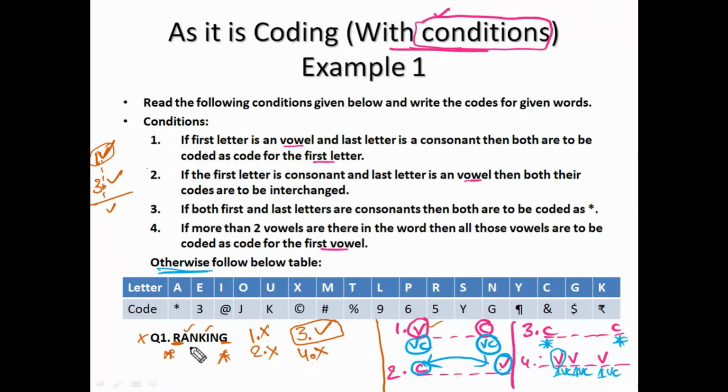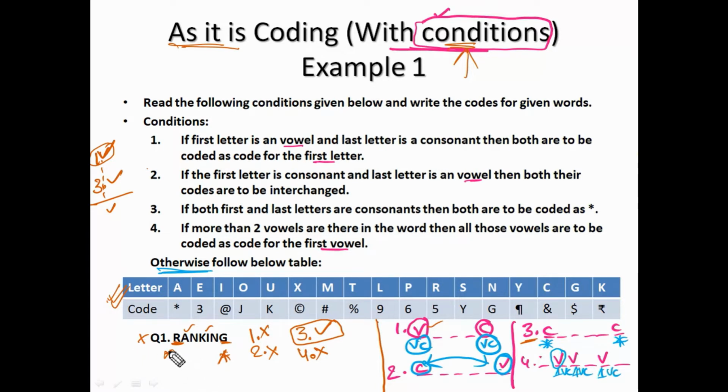And what about the remaining letters? Remaining letters are not involved in this condition. That's why we have to follow the table. We have to code them as it is. As it is coding means we do the code as it is. But before writing as it is, we have to check the conditions. If any condition follows, satisfy that condition. Otherwise, follow the table and code them as it is.